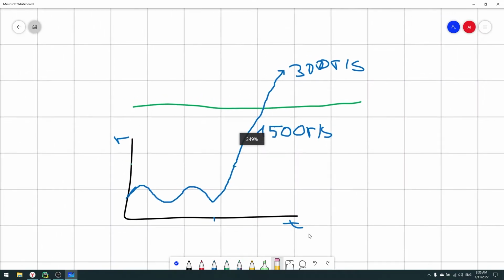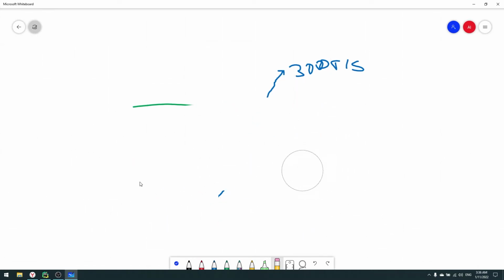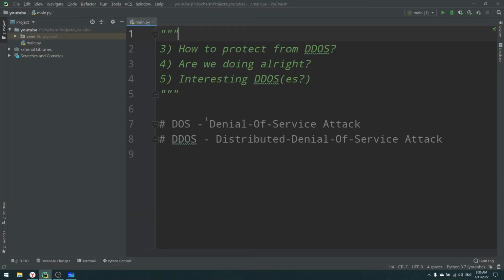So if your application can work with more requests, your attackers will need to spend much more money. And that is the basics of DDoS. Okay, how to protect from DDoS?